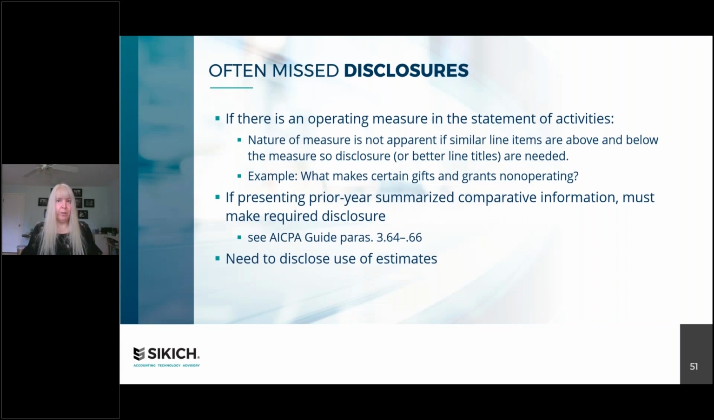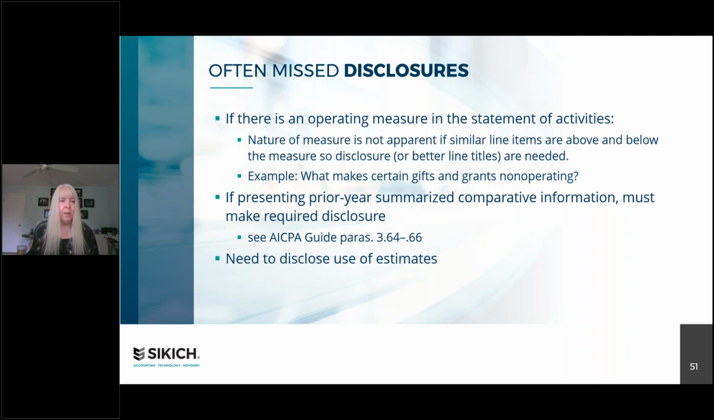So next, we're going to move to the disclosures. Some often missed disclosures. I mentioned that not-for-profits are not required to present an operating measure in the statement of activities, but if they do, you need to be disclosing what is in that operating measure and what's outside of the operating measure if it's not clear from the titles in the financial statements, in the statement of activities. So if you can't clearly tell, or if there's multiple line items called the same thing in operating and non-operating, you need to make that disclosure of what is considered within the operating measure and what's without.